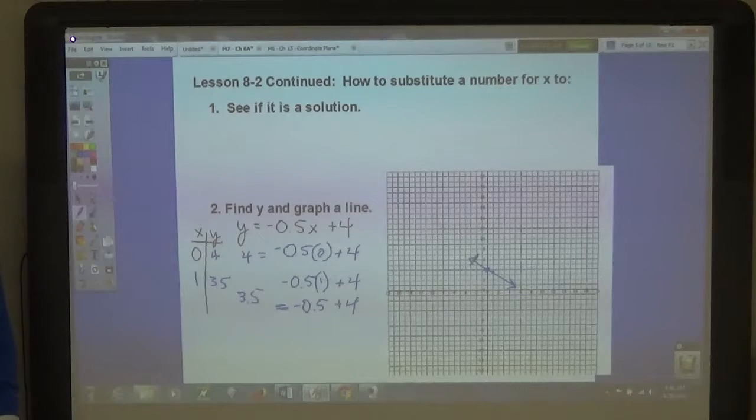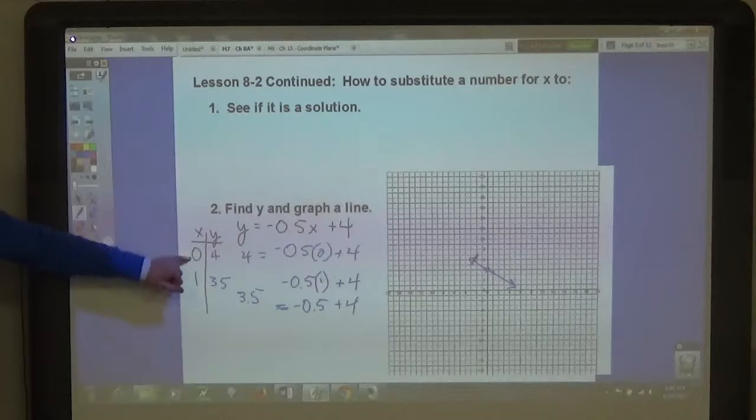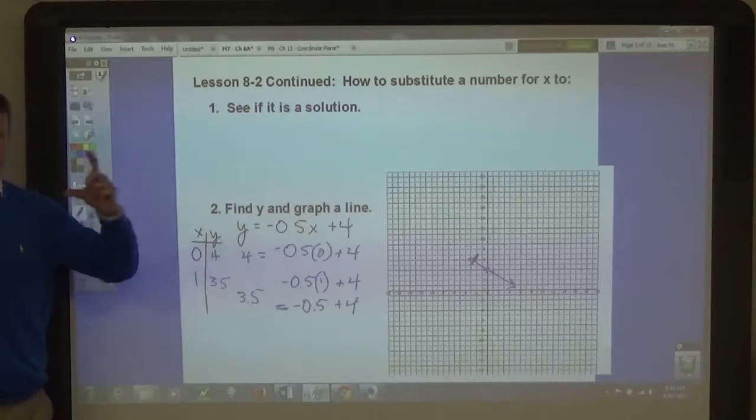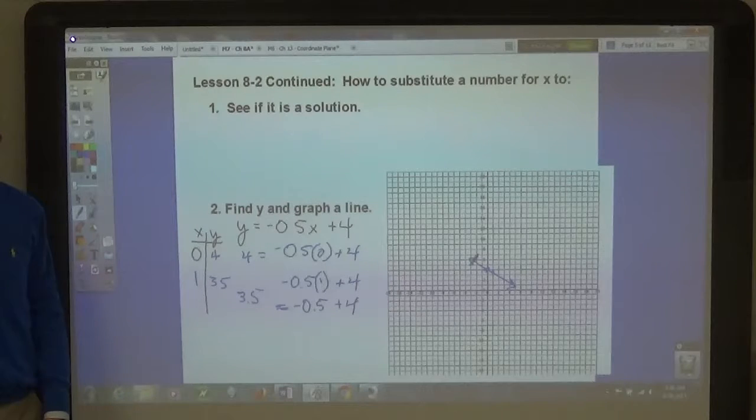So that's all we have to do. That's all you have to do to graph this equation. Put two numbers in for x, one at a time, solve for y, find 2 points, and draw the line. Okay?